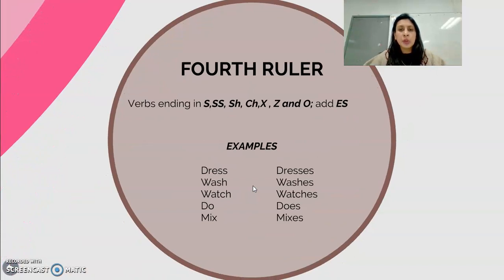In the fourth rule, verbs ending in s, ss, sh, ch, x, z, or o add es. For example, dress, dresses. Wash, add es, washes. Watch, add es, watches. Do, add es, does. Mix, add es, mixes.